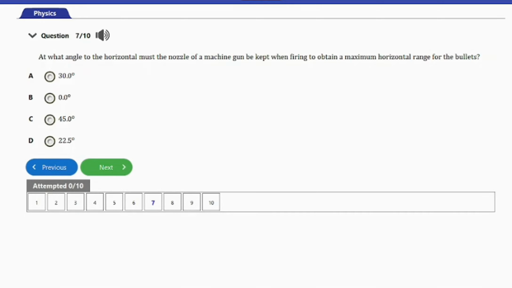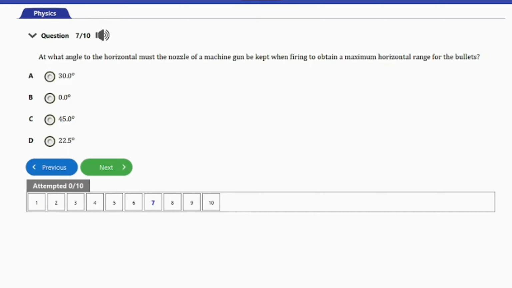So the next question we have here is question number 7. It says, at what angle to the horizontal must the nozzle of a machine gun be kept when firing to obtain a maximum horizontal range for the bullet? So guys, here, obviously, the answer is going to be 45 degrees like we mentioned. And in that case, the maximum range, R maximum, has the equation u squared over g.